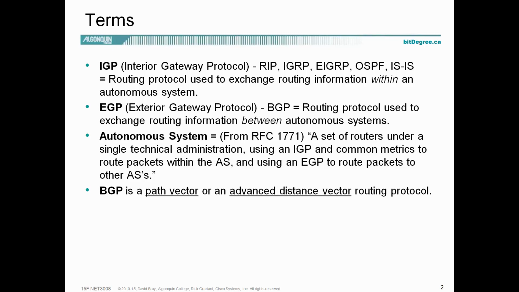An autonomous system itself, from RFC 1771, really is a set of routers under a single technical administration, and typically using an IGP inside and common metrics inside the AS, but then using an EGP, or Exterior Gateway Protocol, to route packets to other ASs. BGP, or Border Gateway Protocol itself, is what we call a path vector protocol, or sometimes called an advanced distance vector protocol.